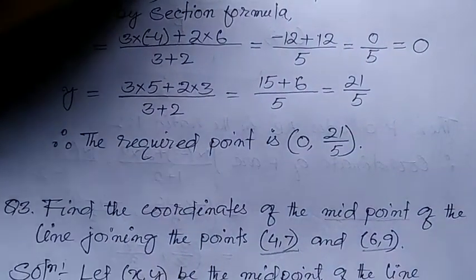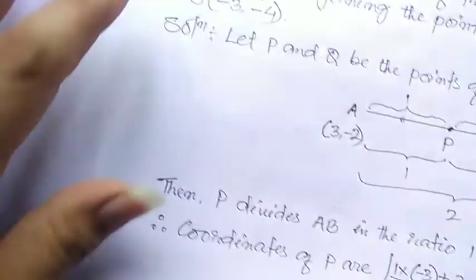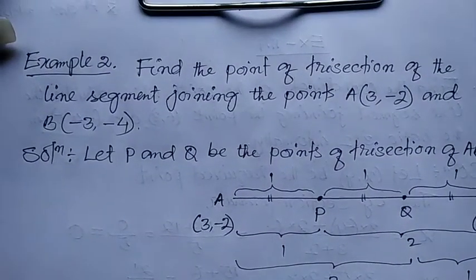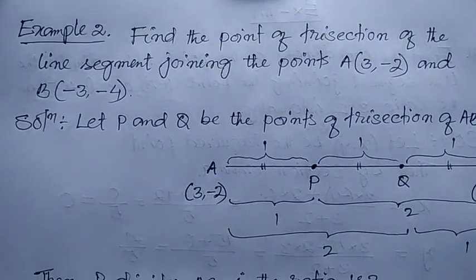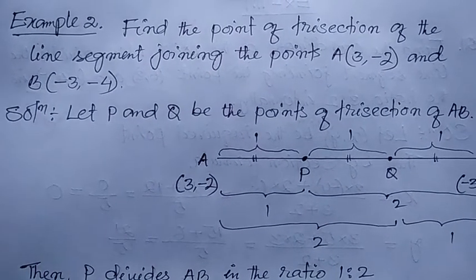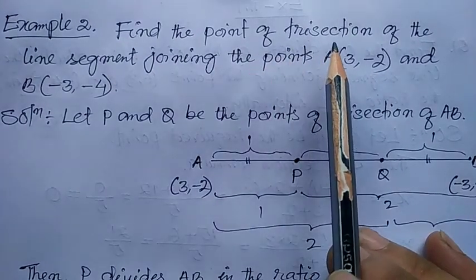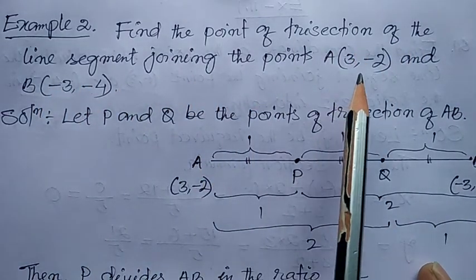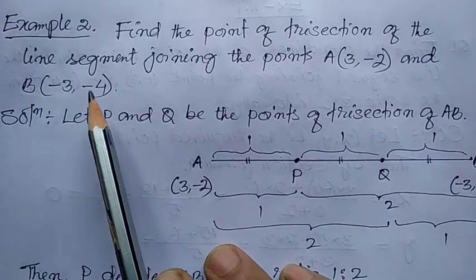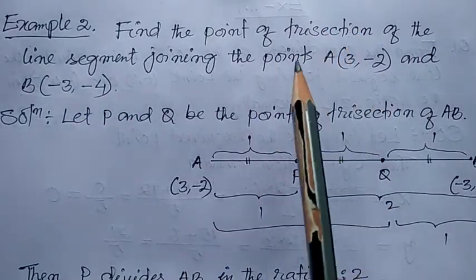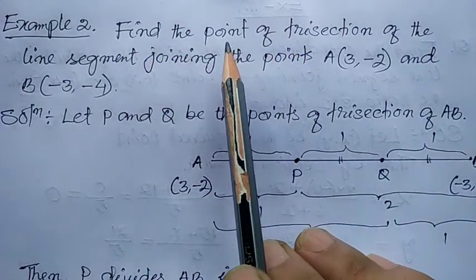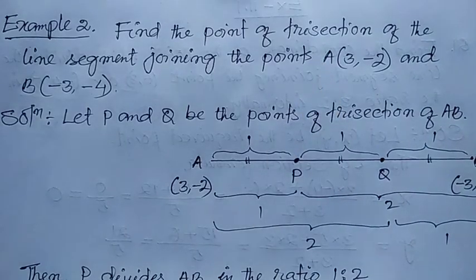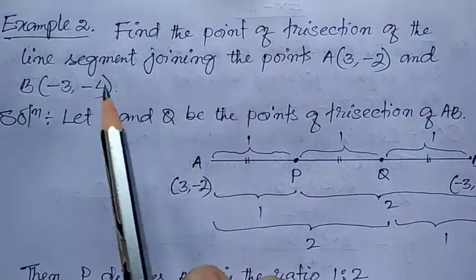We will do one more question, but this question will be from example. There is example number 2. Yeah, chapter 11, example number 2. Here the question is, find the points of trisection of the line segment joining the points A, 3, minus 2 and B, minus 3, minus 4. Question is to find coordinates of the points of trisection, and the line segment is AB because the first point is A, the second point is B.